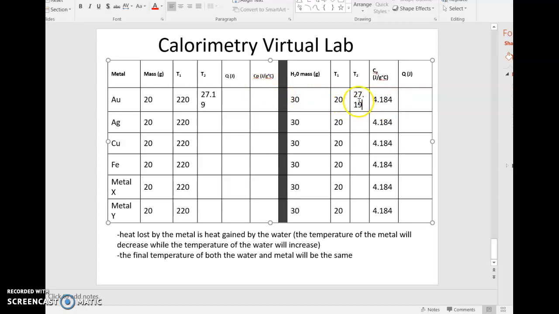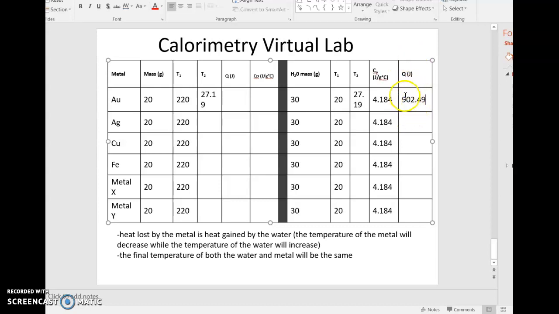Well, my change in temperature, remember, final minus initial, so it's 27.19 minus 20, which gives you a change in temperature of 7.19. So it's 30 times the specific heat, 4.184, times the change in temperature of 7.19, and you get heat energy of 902.49. Again, you can stop this video at any time and make your calculation and see if you got it right.